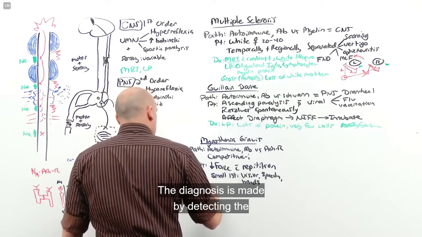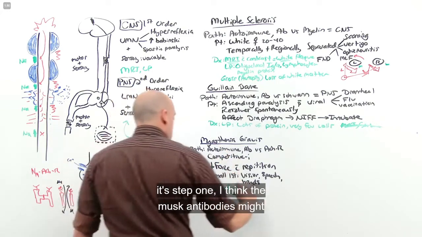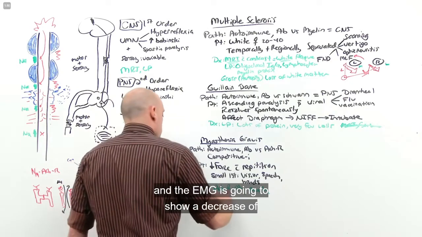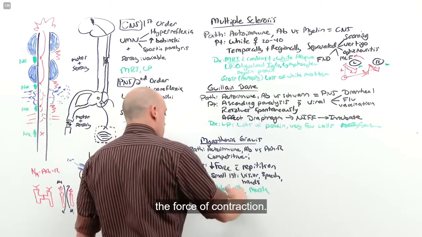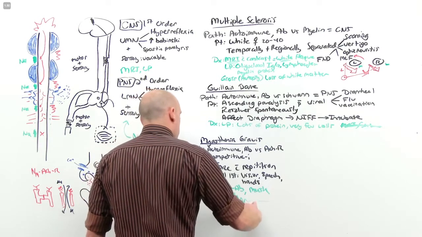The diagnosis is made by detecting the acetylcholine receptor antibodies, and because it's Step 1, I think that the MuSK antibodies might still show up. Not so much clinical use, but they're there. And the EMG is going to show a decrease of force of contraction. The first contraction is the strongest, and then it peters out to nothing. A CT scan of the chest is going to show a thymoma.